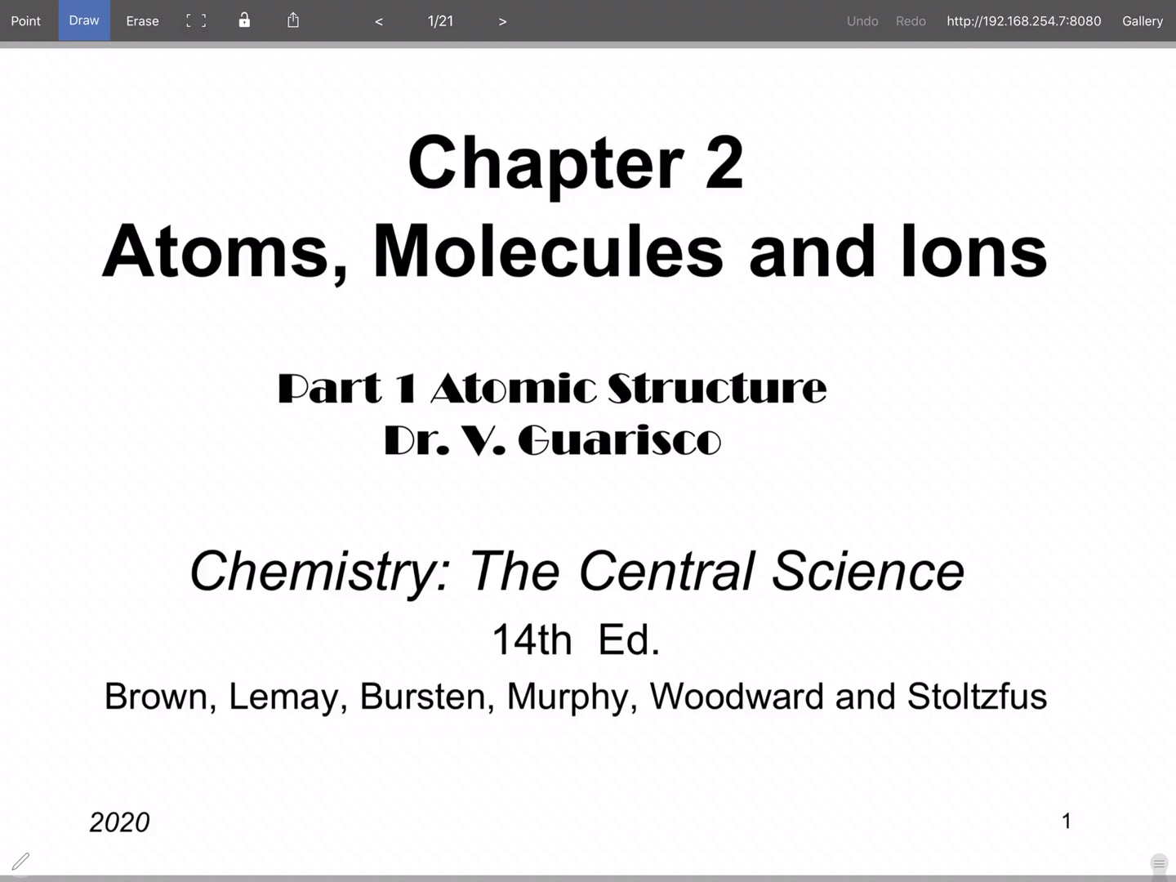Atoms, molecules, and ions. This is where we get into atoms, atomic structure, and we end in naming. Chapter 1 and Chapter 2 will be on the first exam, and probably part of Chapter 3 for the summer. For the fall, if we're online in the fall, not so much. But just look at the study sheets for that information, specifics.